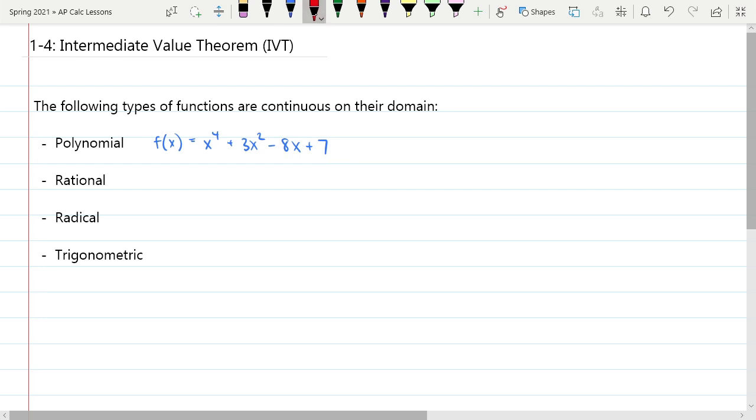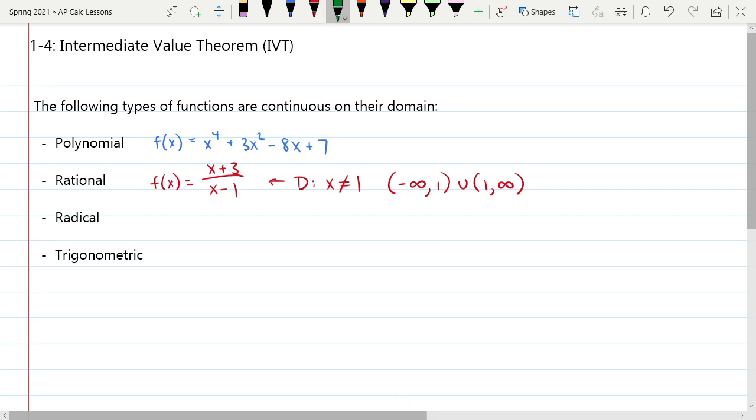All right, rational functions are also continuous on their domains. So again, if I have a function like f of x equals x plus 3 over x minus 1, keep in mind, for this particular function, the domain would be x is not equal to 1. So that means this function is continuous from negative infinity to 1, and then from 1 to infinity. So at every value in either of those intervals, that rational function is continuous.